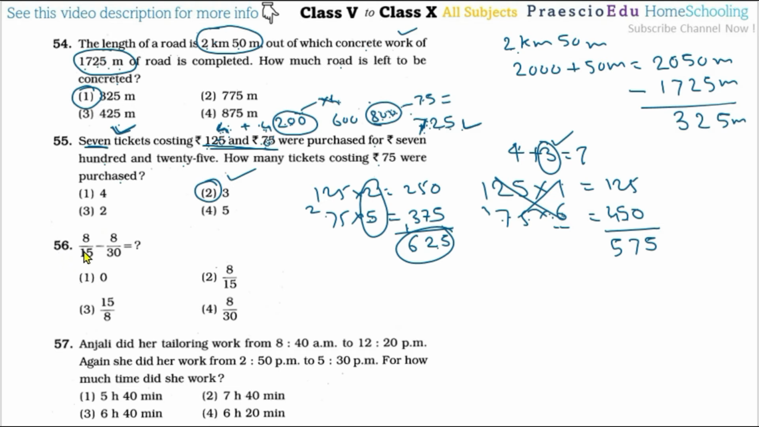Now question number 56: 8 by 15 minus 8 by 30, so how much?